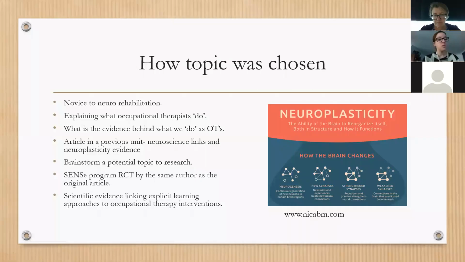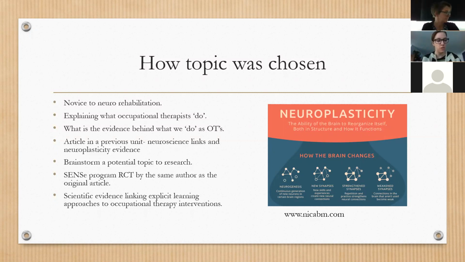Okay, so how was my topic chosen? Being a novice to neurorehabilitation, but forever having to explain what occupational therapists do, I decided to explore further the evidence behind what we do as OTs. I had read an article in a previous unit that had already sparked my attention regarding neuroscience links and neuroplasticity evidence that supported cognitive motor occupational therapy interventions with children who had cognitive and motor development issues. With this information, I started to brainstorm a potential topic to research.